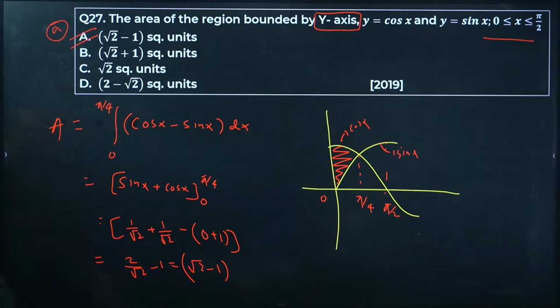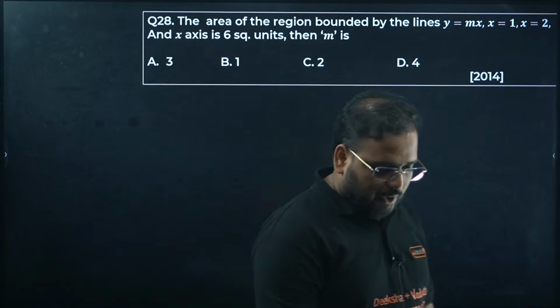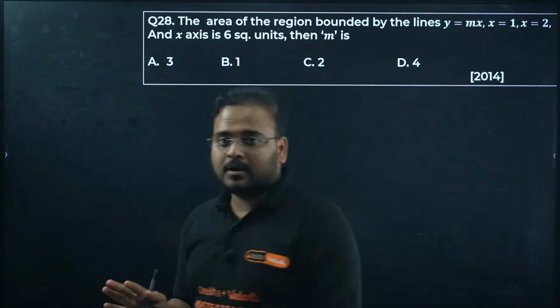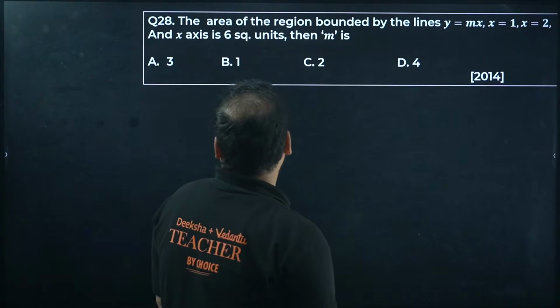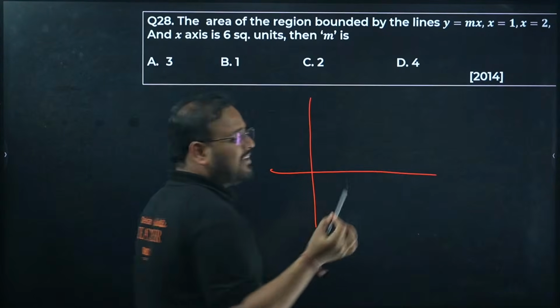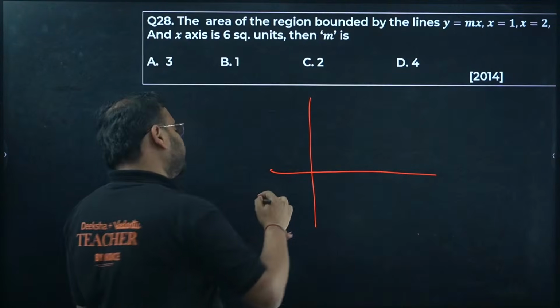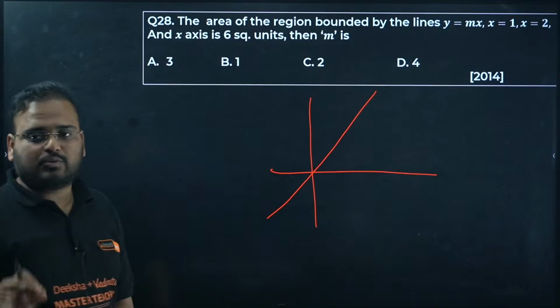Yeah. 28. The area of region bounded by the lines y equal to mx, x equals to 1, x equals to 2, and x-axis. Okay, sir, let's draw it. y equal to mx is a line which passes through the origin. We don't know the slope, so we can't identify that, but something positive through the origin.